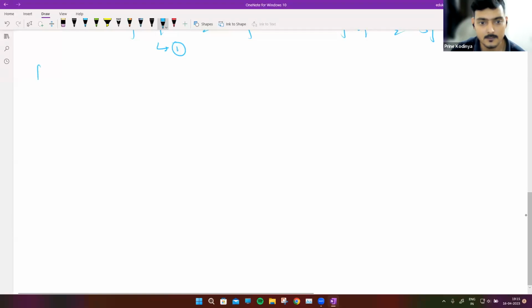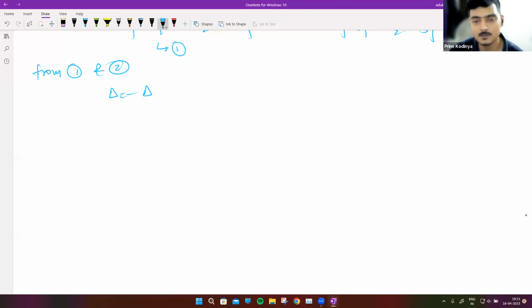So can I say, from first and second, delta should be equal to minus delta? I mean, if you interchange two rows, the value must be the same because they are both the same determinants. So one is giving delta, another is giving minus delta. So delta should be equal to minus delta, which means 2 delta is equal to 0, which means delta is equal to 0.